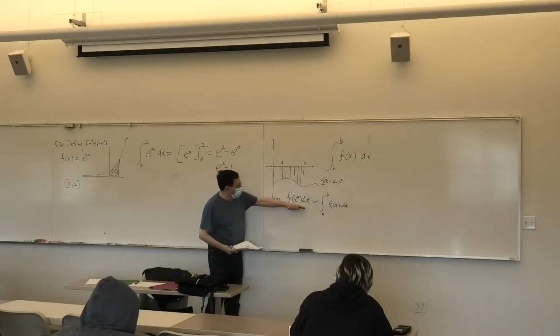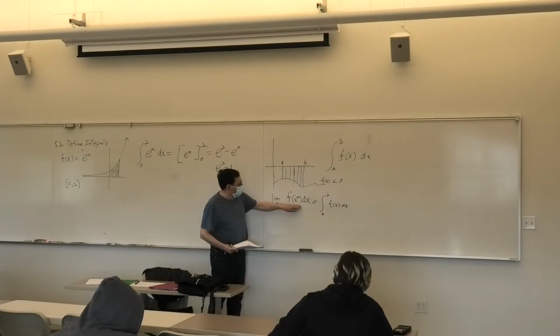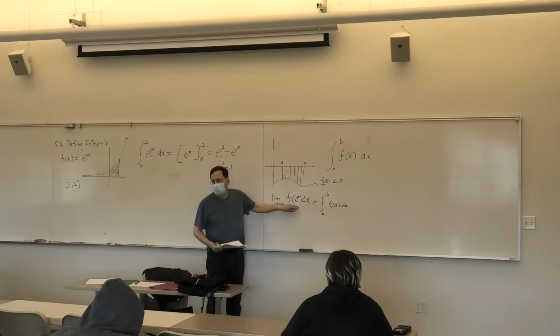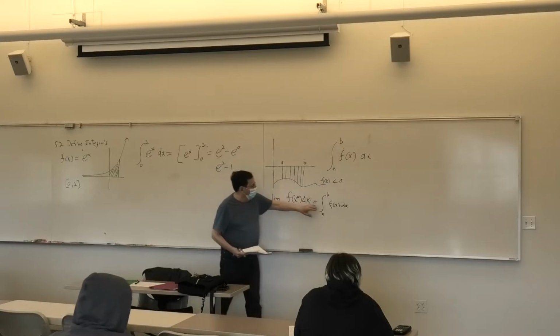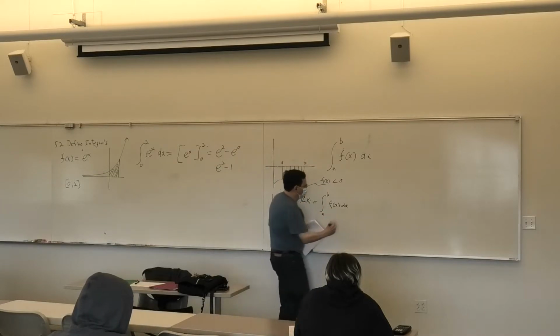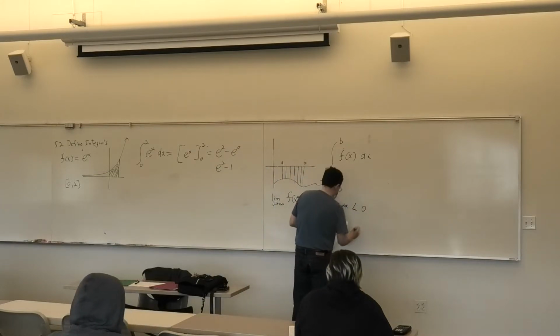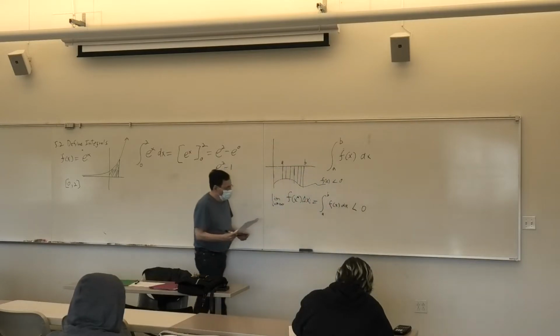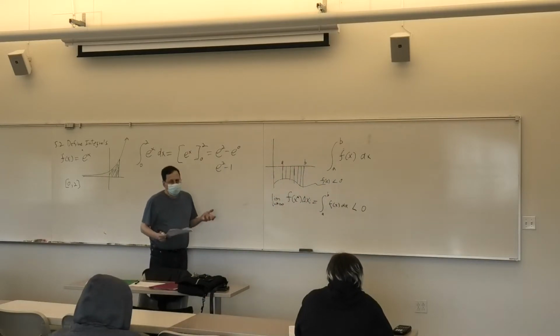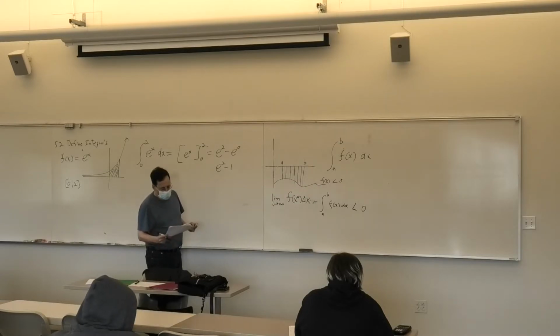Well, you can see right away that all the values of f of x are negative. They're all below the line. So our integral here itself is going to be less than 0. We're effectively creating an idea of negative area.